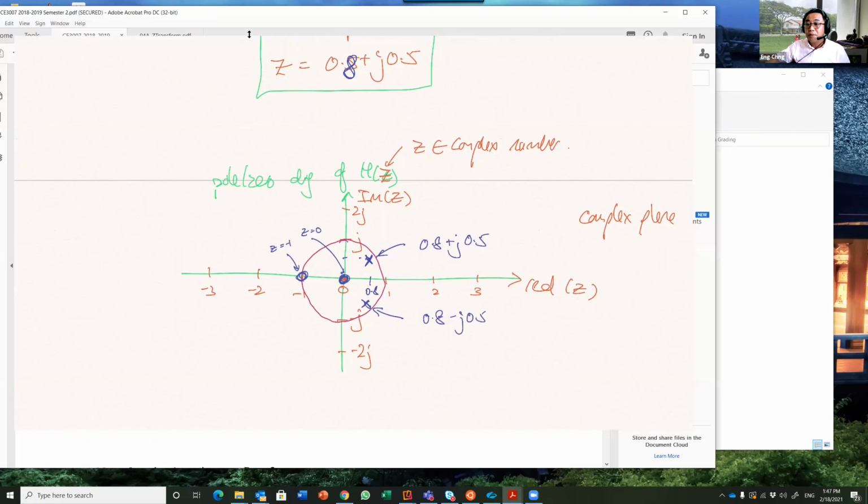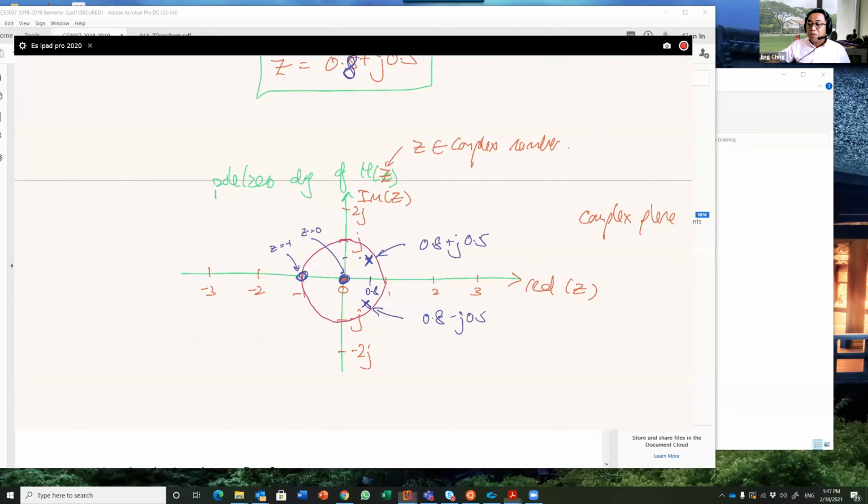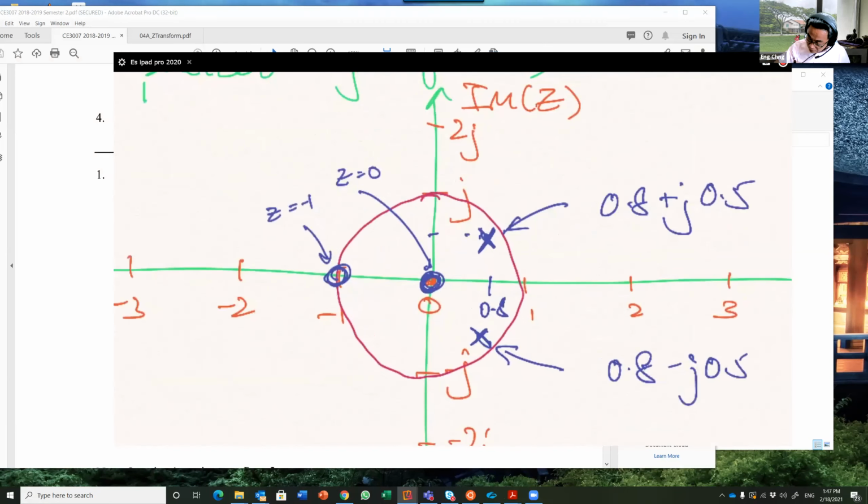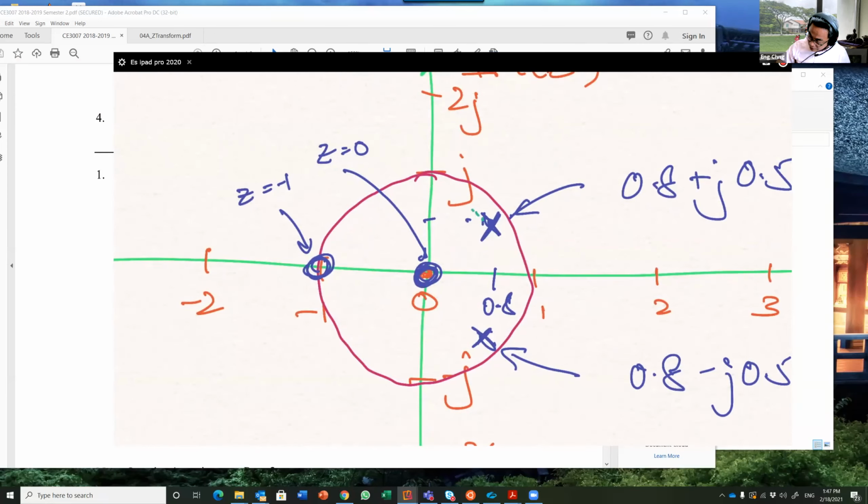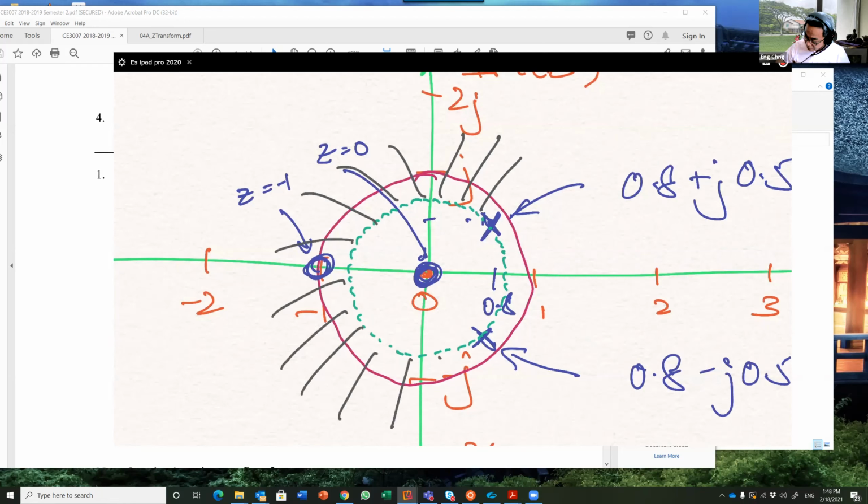The exam question says we have to sketch the appropriate ROC and state the stability. So you have to expand this. The ROC in our example is, first you draw a circle of the radius that touches these two poles. And because our system is a causal system, the ROC is external to this circle. So this hairy thing is external to this circle. And then we say this is ROC.